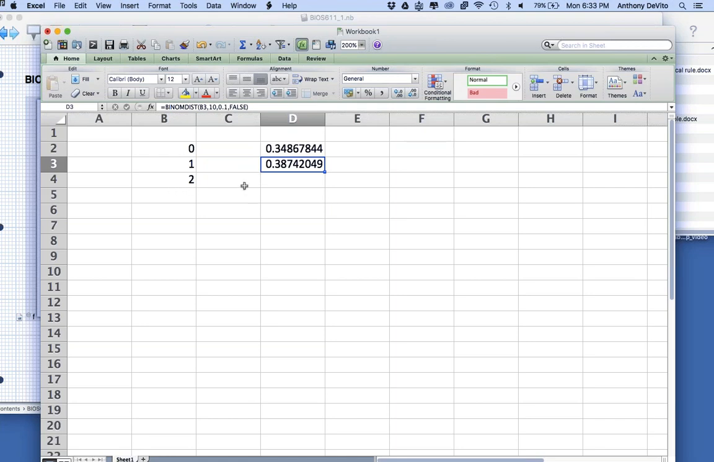So I'm going to do it for 2 also, except what I'm going to do now is do it for 2, 3, 4, 5, 6, 7, 8, and so on. I'm going to do that by just simply putting a series of numbers in this column.